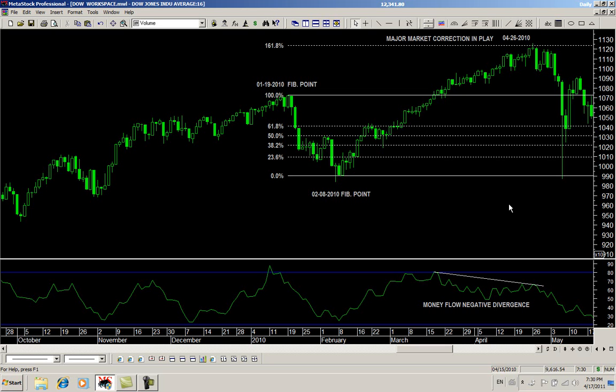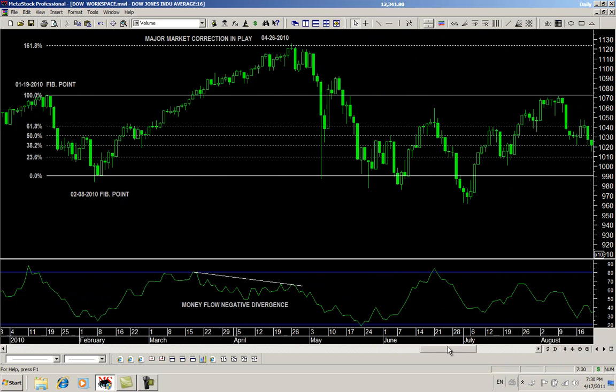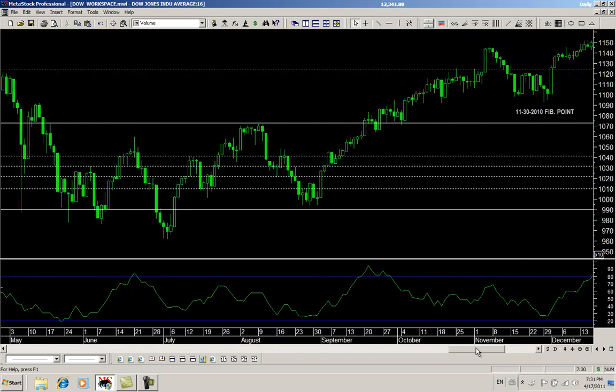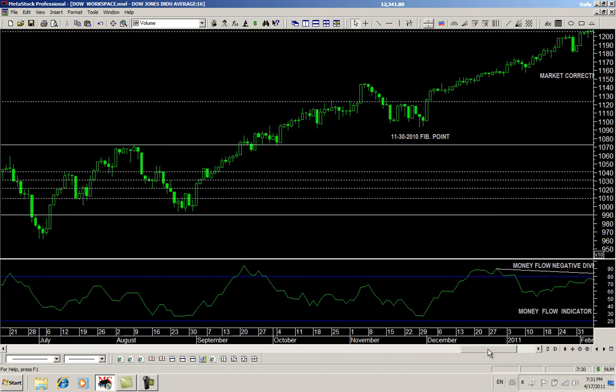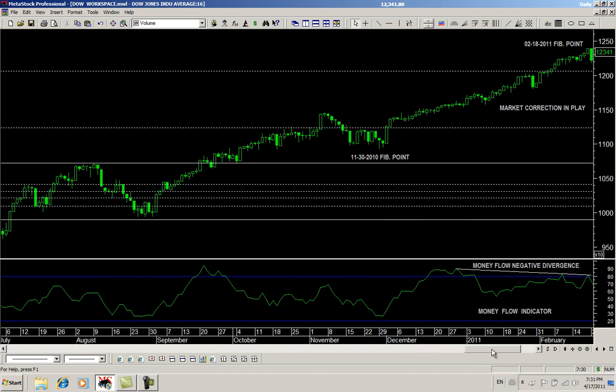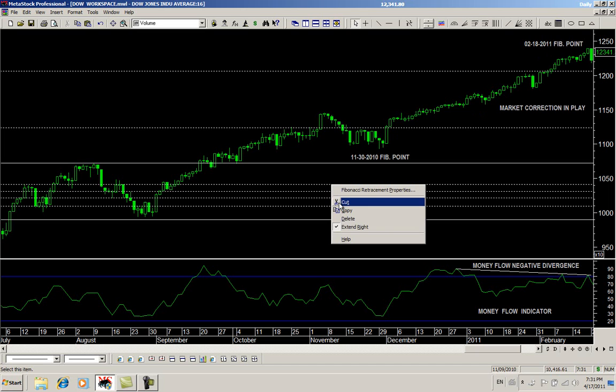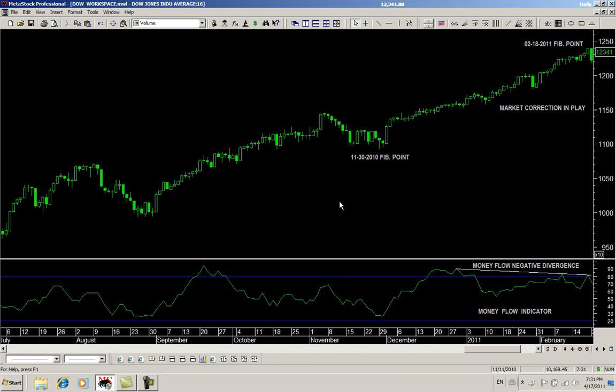So with that in mind, let's move forward in time, and let's go all the way to these two data points right here at 11/30/2010 and 2/18/2011. Now I'll have to go ahead and cut the original Fibonacci that was laid out to present how we go ahead and lay out brand new levels for a brand new chart.